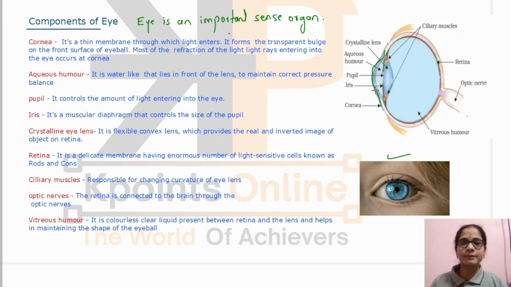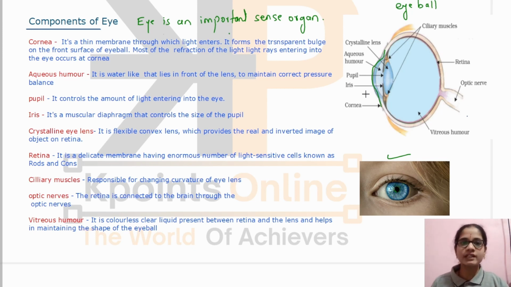It is a thin membrane through which the light enters into our eyes. It forms a transparent bulge on the surface of the eyeball. Why do we call it an eyeball? Because it is spherical in shape. So often we will refer to the structure of the eye as the eyeball. And this outer covering, which is a transparent bulge on the front surface of the eyeball, is called the cornea.